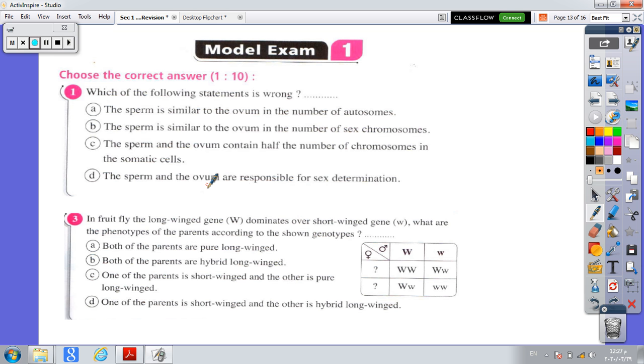So the sperm and ova are responsible for sex determination? No. Who can tell me who is responsible for sex determination? Only sperm is responsible for sex determination.